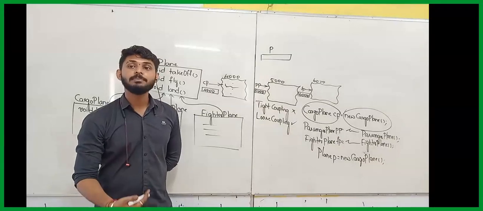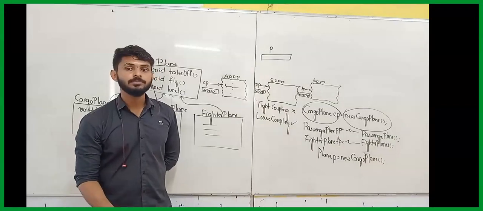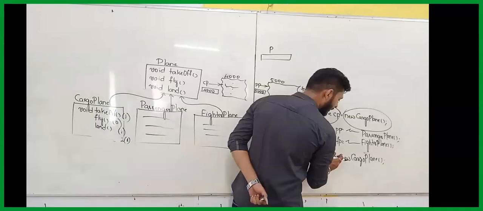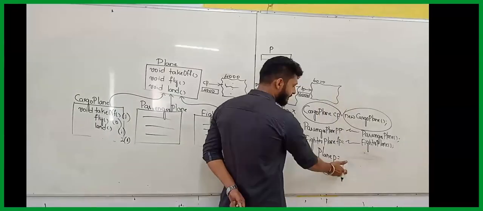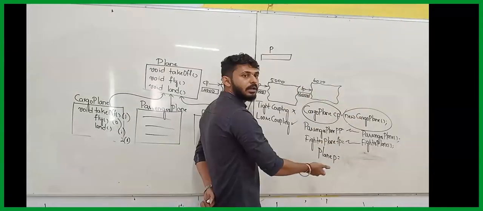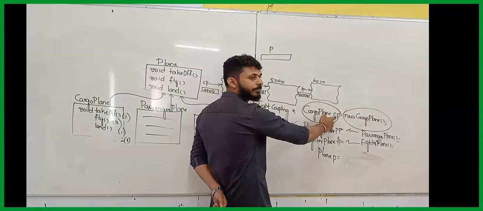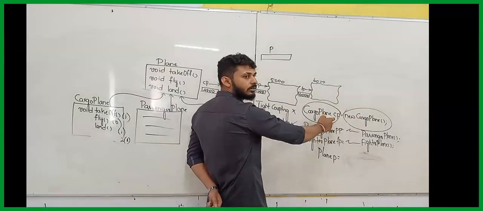Child type object. Who is the child? Already I've created the cargo plane object. Where is it? Already it has been created. I don't want to write it again. If you write it, it will work. So what will be there in CP? Can anyone tell me? If you observe in CP, what is there?